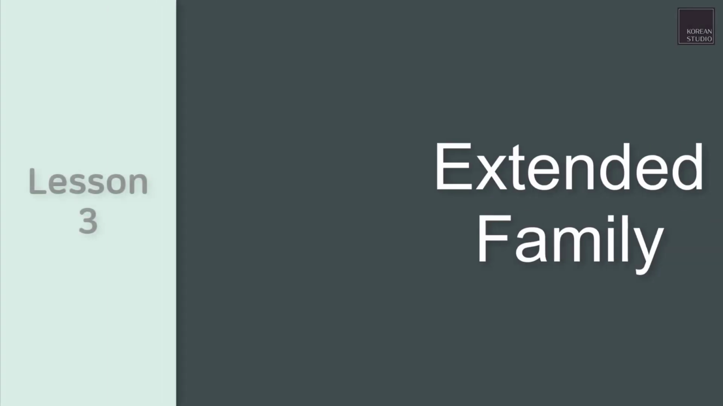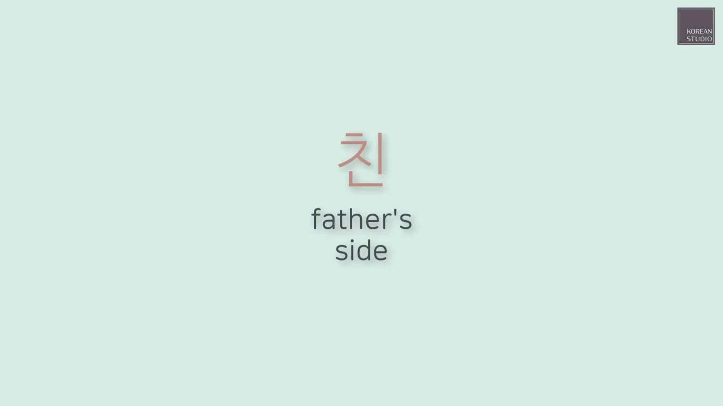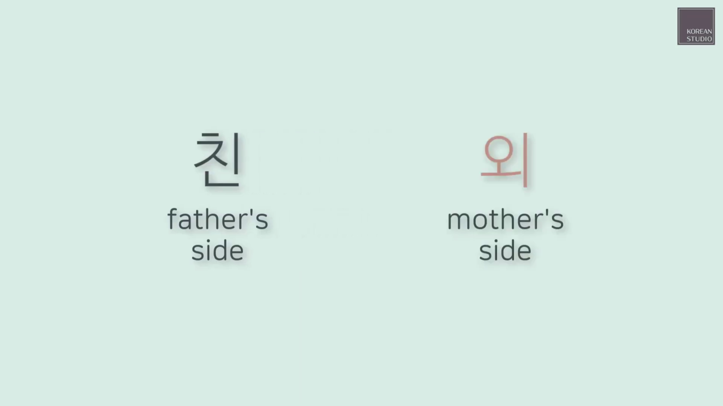Hi everybody, so in this lesson we're going to learn words related to the extended family. So let's begin. First, in Korean, to refer to the father's side of the family, we use the word 친. And to refer to the mother's side, we use the word 외. These words are useful when making a distinction between relatives from 2 sides of the family, so we'll come back to these words a little later.